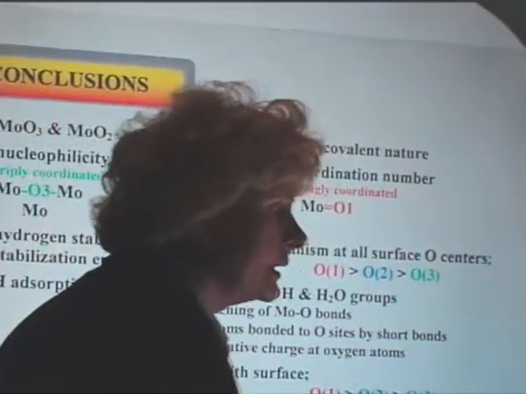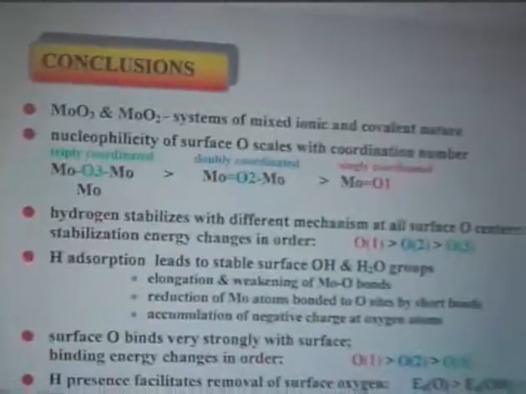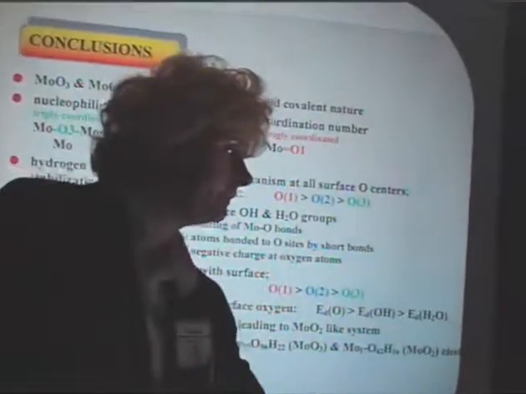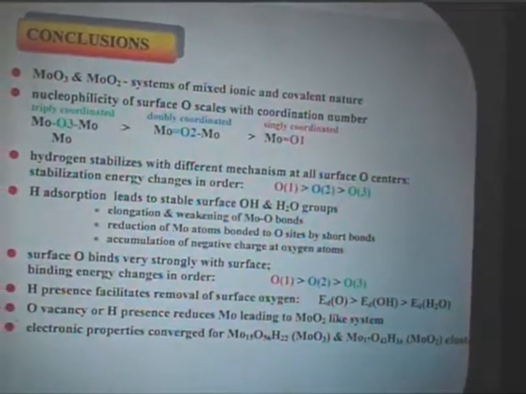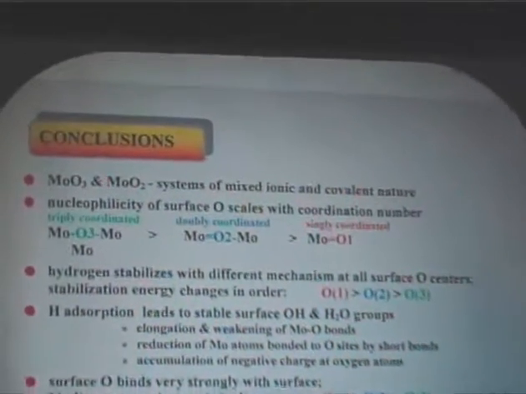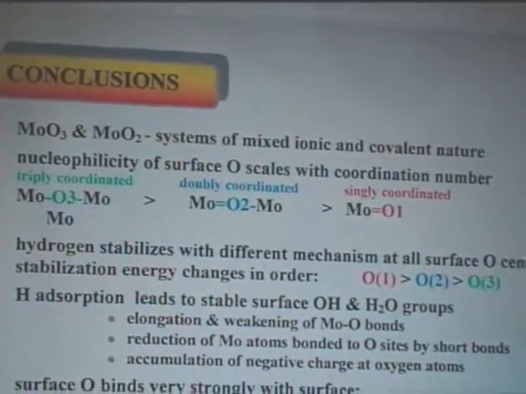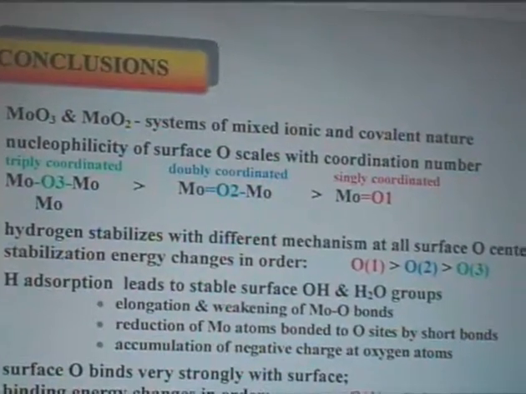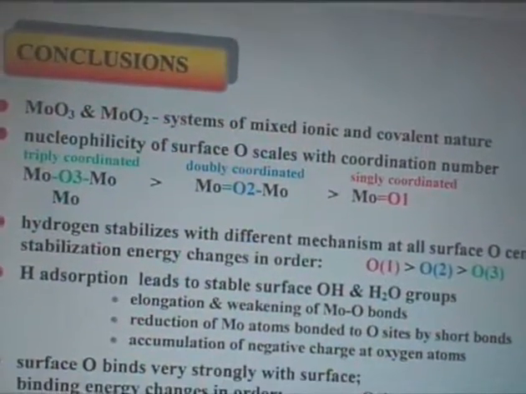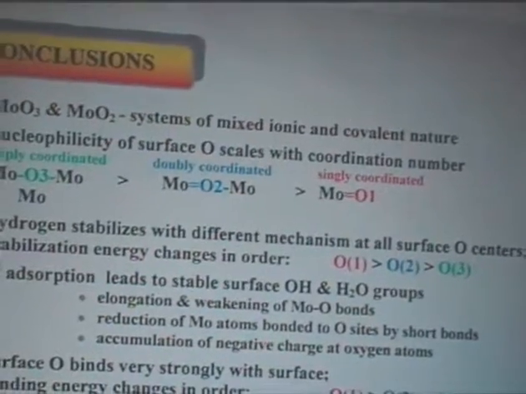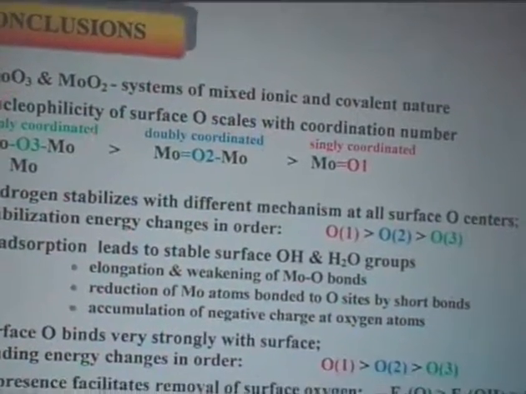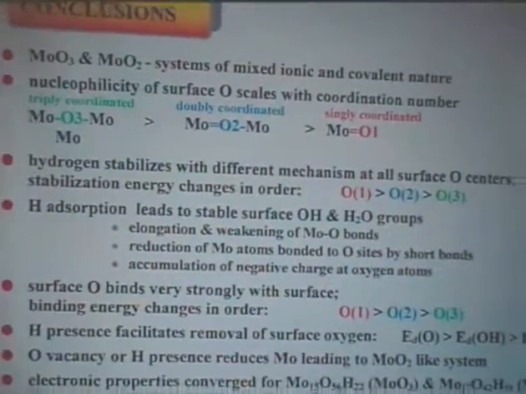I hope I also convinced you that theory can give some additional input to the experimental data. We have learned that both systems are systems of mixed ionic and covalent nature, that differently coordinated oxygens are differently charged. The charging scales with the coordination number. The most nucleophilic species is the triply coordinated oxygen.